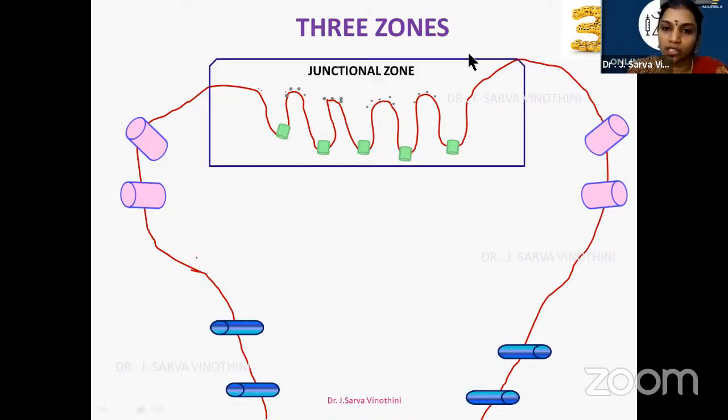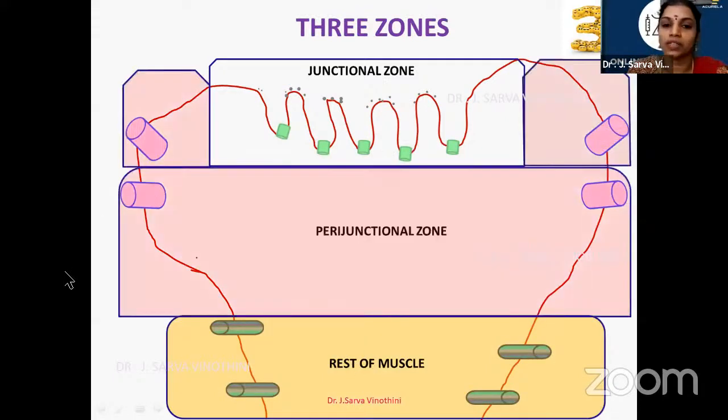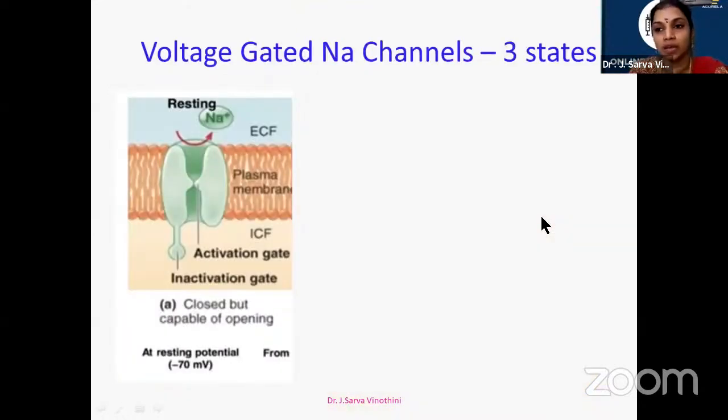One is your junctional zone that is occupied by acetylcholine receptors and the acetylcholinesterase enzyme. And the next is your rest of the muscle. But this intervening area is more important for us. This intervening area is called the perijunctional zone. In the perijunctional zone, we have these voltage sensitive channels, which are more important for us to know how succinylcholine produces depolarizing blockade.